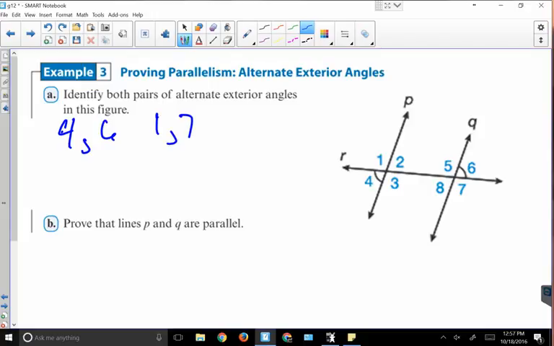How can I prove that these are parallel lines? I don't see any numbers there except for 1, 2, 3, 4, 5, 6, 7, and 8. I don't see any degree measures. So what is it that can allow me to say that these are parallel?